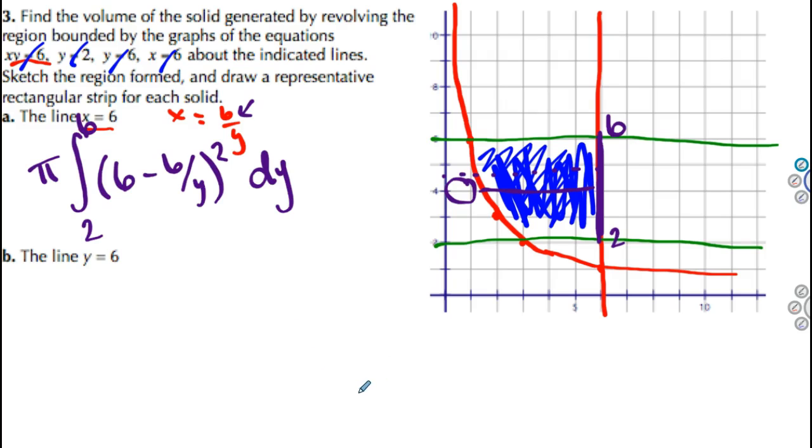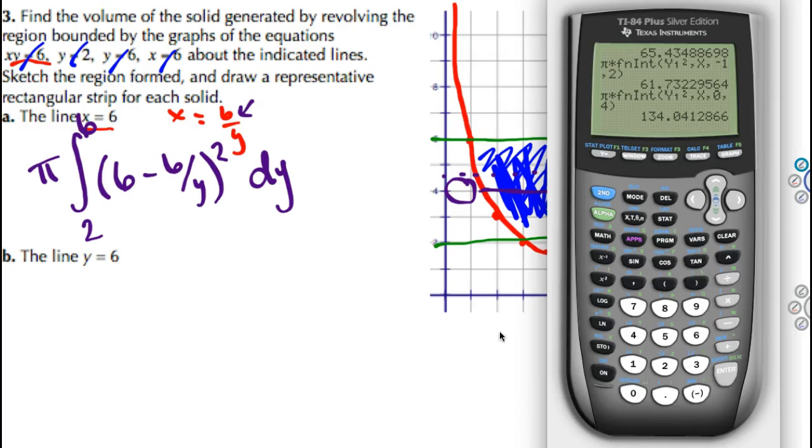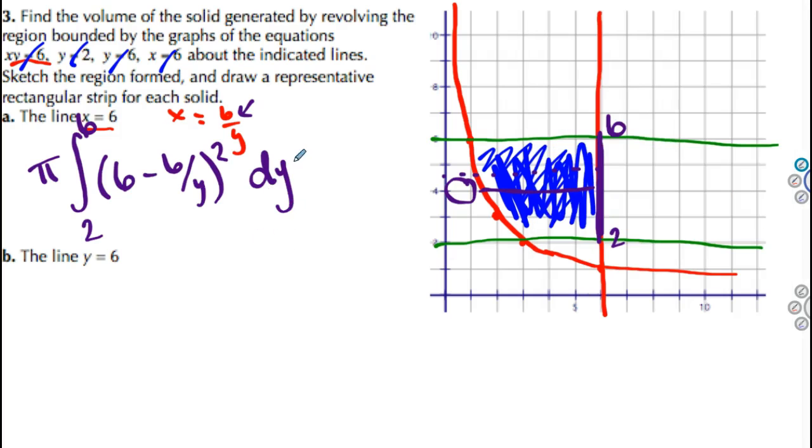So as I look at this, I am going to change my y1 to 6 minus 6 over x, and I have to use x because my calculator can't handle y as an input. And so I'm going to do second enter. I still have y1 squared, except now I'm going from 2 to 6. So this gives me approximately 241.588.